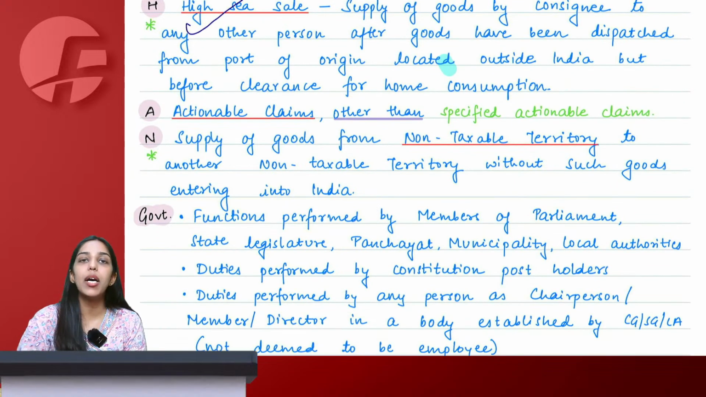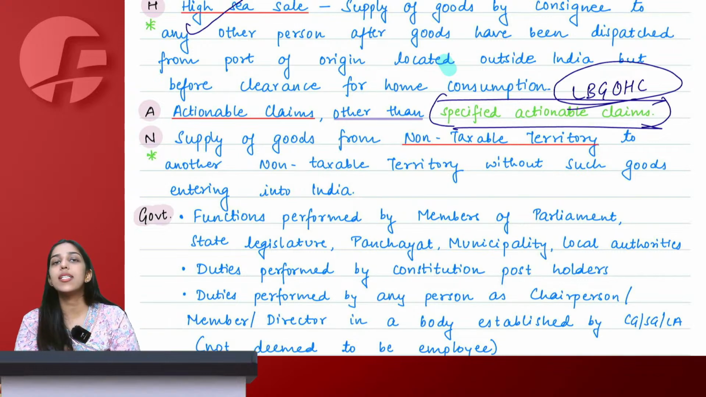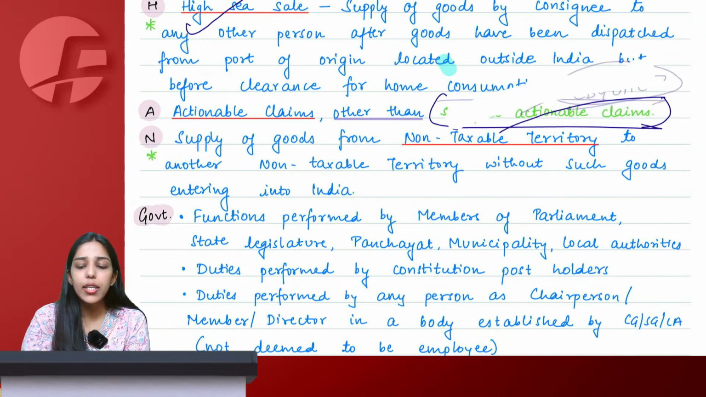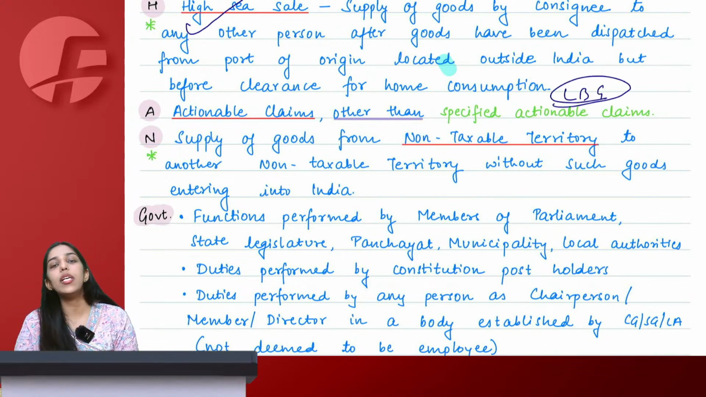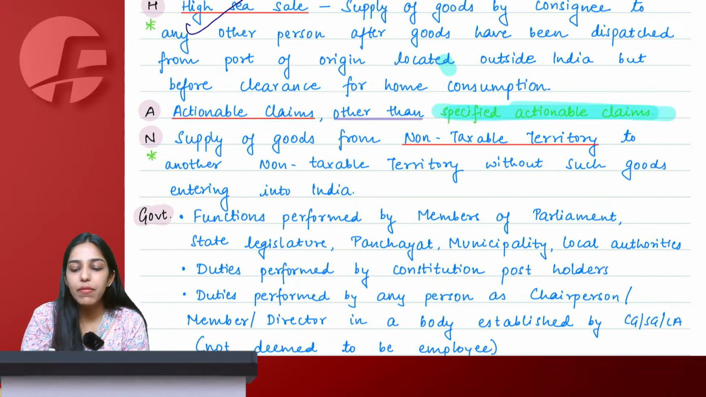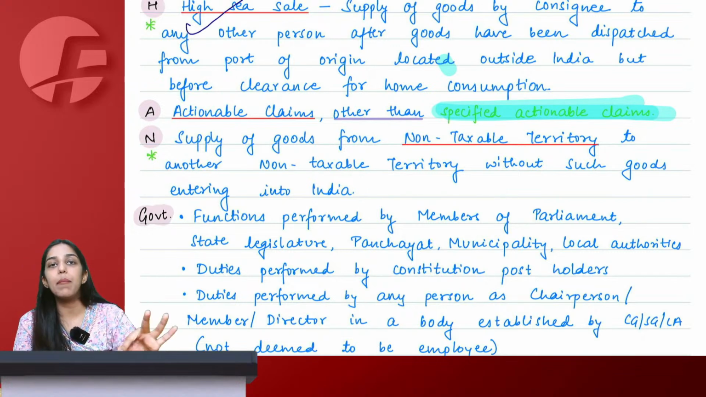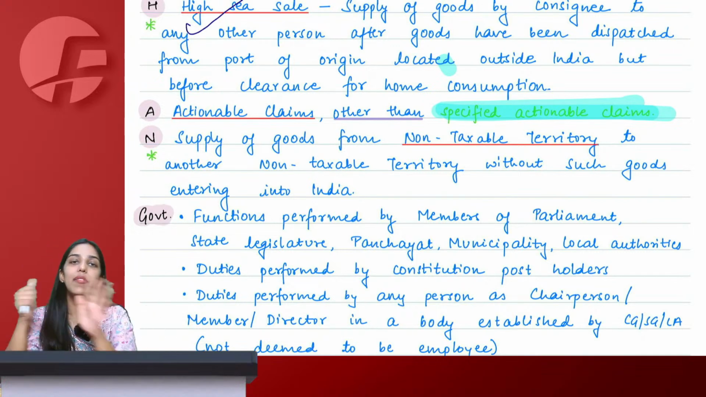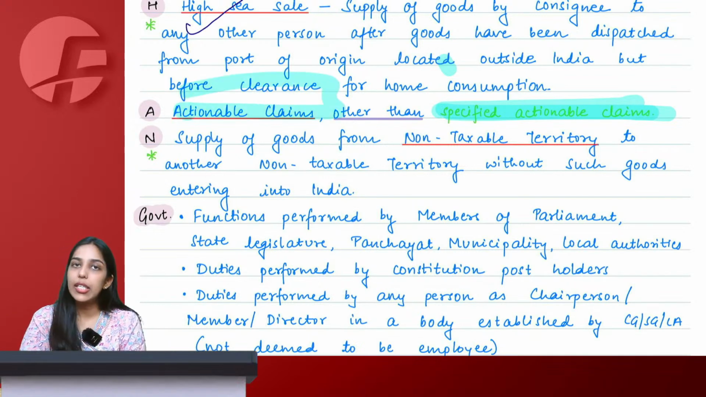A is actionable claim other than specified actionable claim. Lottery, betting, gambling, online money gaming, horse racing and casino. This is the amendment here. Earlier it used to say specified actionable claim other than lottery, betting, gambling. Earlier only lottery, betting and gambling were covered here to be taxable under GST. But now they have widened the scope. Now they have used the word specified actionable claim, which means not just lottery, betting, gambling. Lottery, betting, gambling, online money gaming, horse racing and casino. Everything is taxable. Other than that, any specified actionable claim will fall under the negative list.